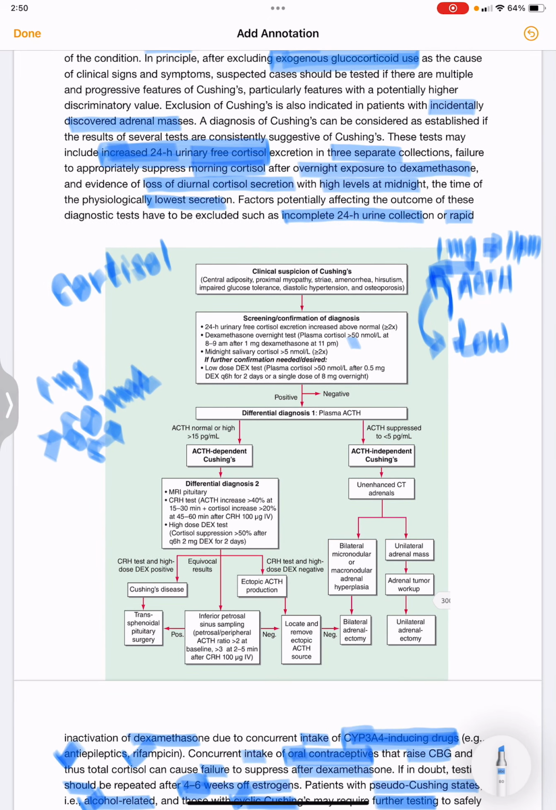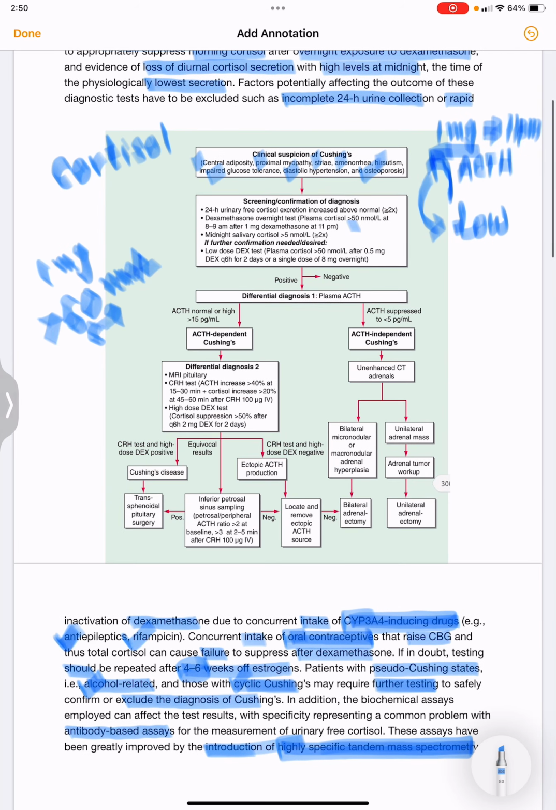If there is a clinical suspicion of Cushing's syndrome, that is central adiposity, proximal myopathy, striae, amenorrhea, hirsutism, impaired glucose tolerance, diastolic hypertension and osteoporosis, then what has to be done is to check whether 24-hour urinary free cortisol excretion is increased above normal, that is greater than 2 times.